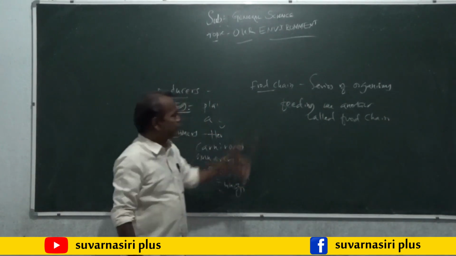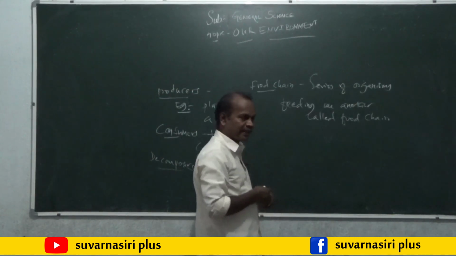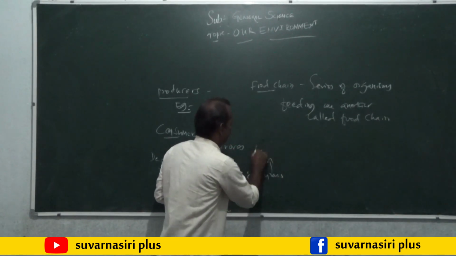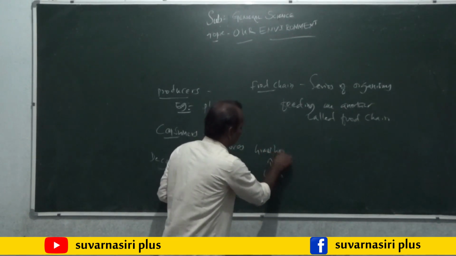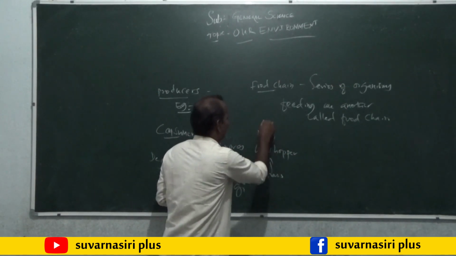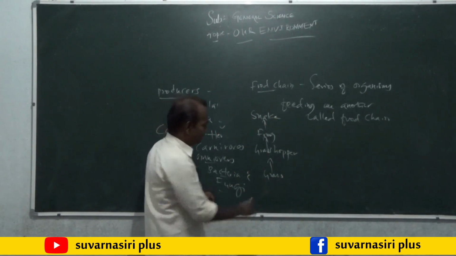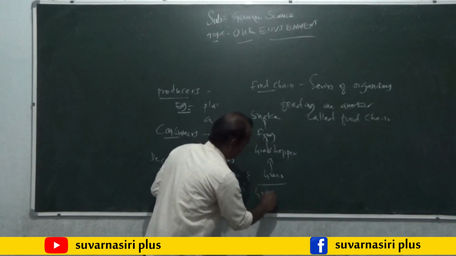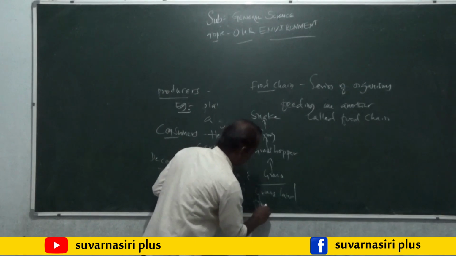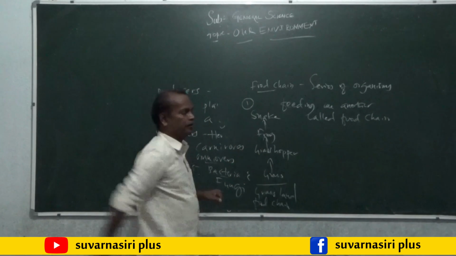There are many examples of the food chain. Here I give 3 examples. Number 1 is grass, grasshopper, frog, and snake. This kind of food chain exists in the grassland, so it is called the grassland food chain. This is the first type of food chain.